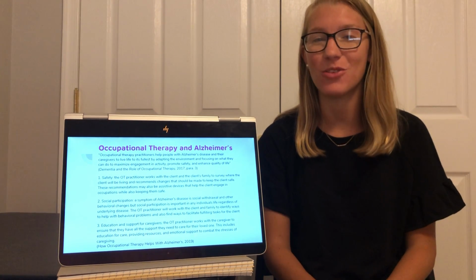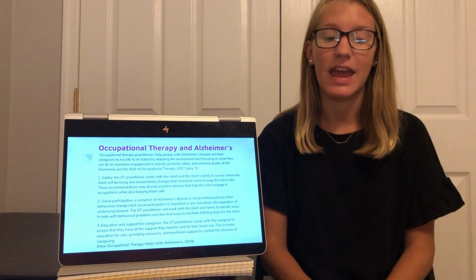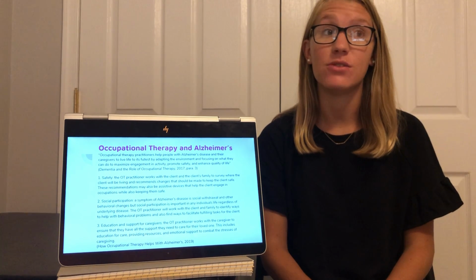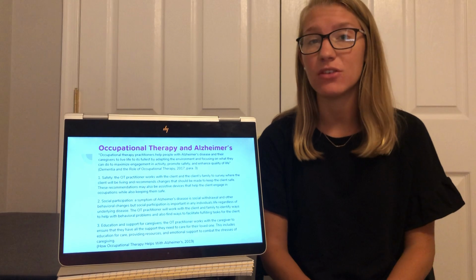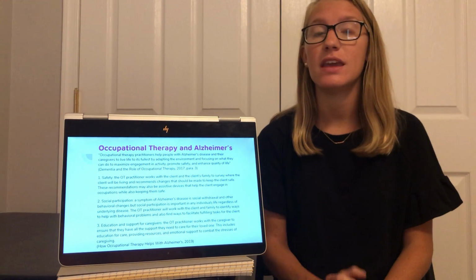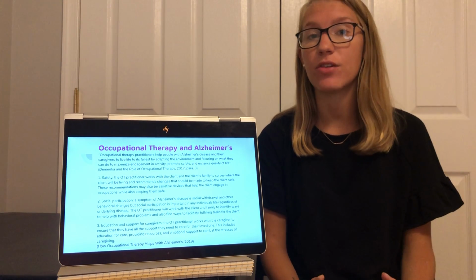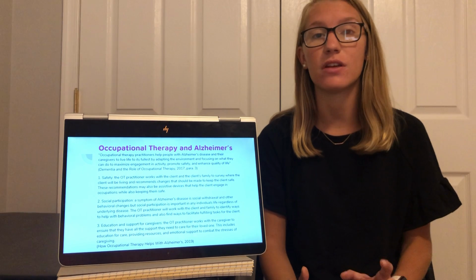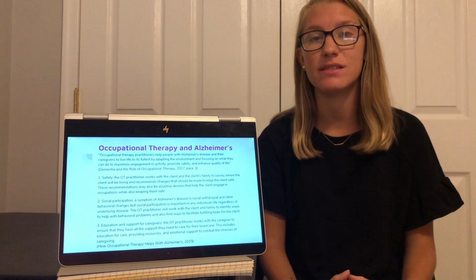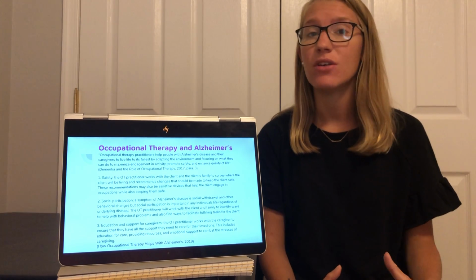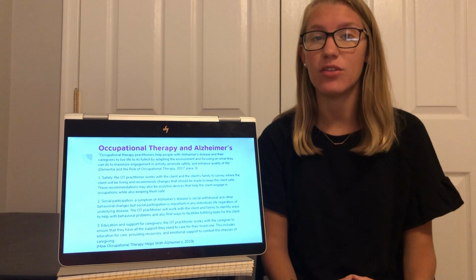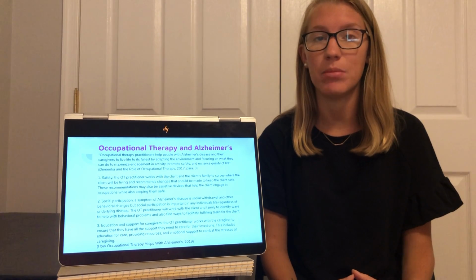So we work on social participation, and we might do this through finding common interests between the individual and others in a facility or even individuals in their family. And we're going to create activities for them to do together, opportunities for them to socialize with one another and to really create that bond.